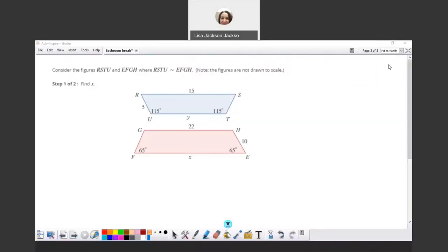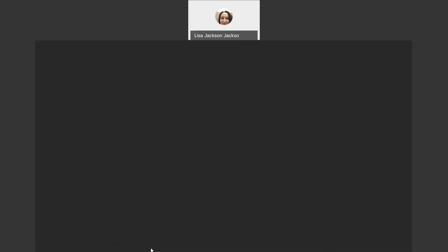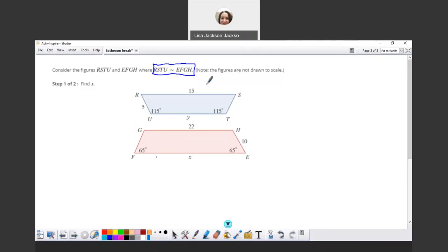Right, today let's look at similar trapezoids. We are told right here that they are indeed similar. That little squiggle means the shapes are not equal, but they're similar. They're proportional. So we can then set up proportions and solve for x, which is what they've asked us to do here.